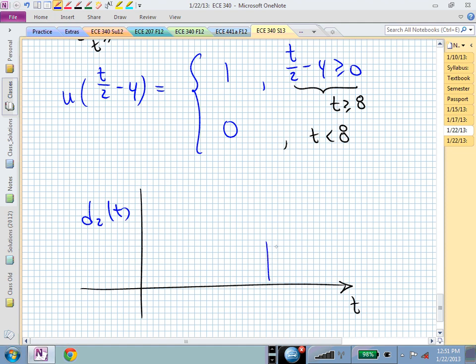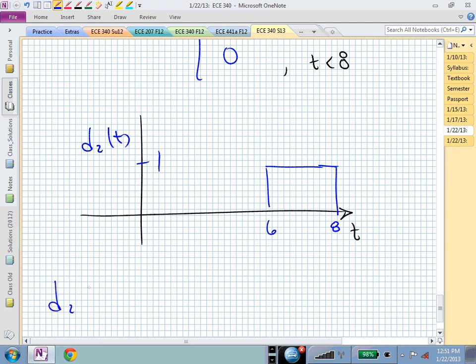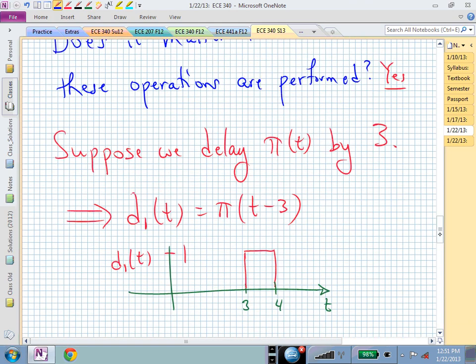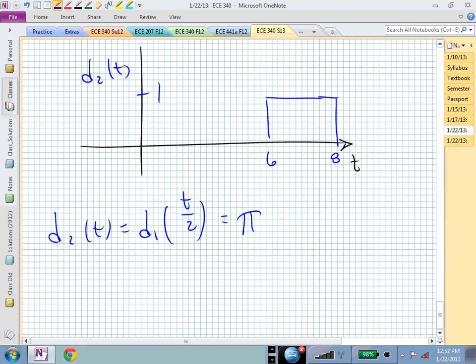D sub 2 doesn't kick on until way over here at 6, and then it turns on at 8, and we're still up at a magnitude of 1. And what do we have? We now have d sub 2 of t equaling d sub 1 of t over 2, which is really equal to pi of, what was d sub 1? D sub 1 was pi of t minus 3. So d sub 2, we just replaced t with t over 2, and d sub 2 now becomes pi of t over 2 minus 3.